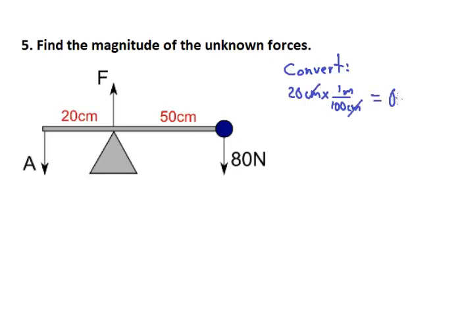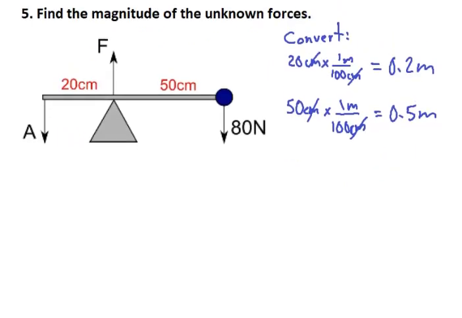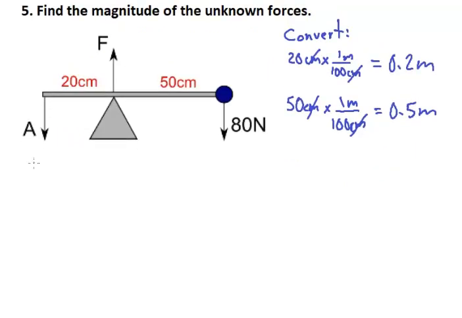That will give us 0.2 meters. And 50 centimeters to meters will give us 0.5 meters. The rest of the units are in accordance, so we can proceed with finding each one of the individual torques. So let's start with the first torque, torque 1.